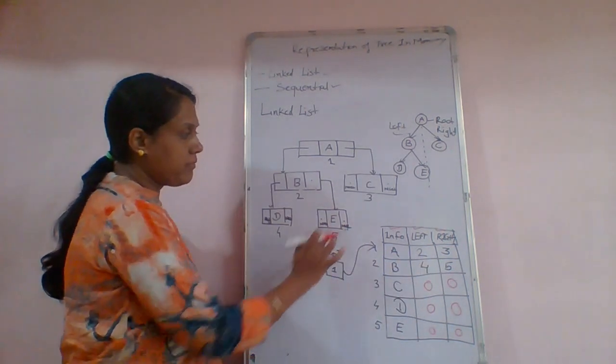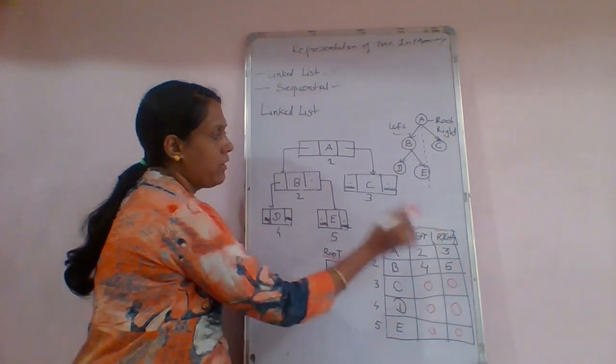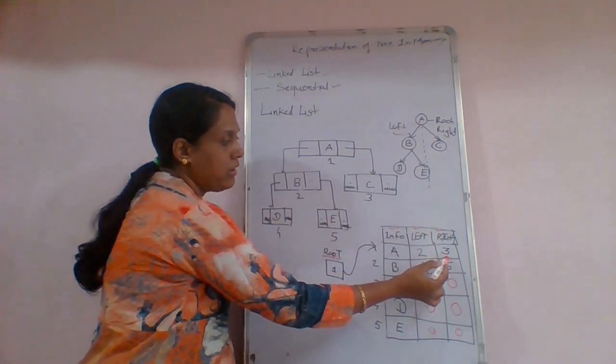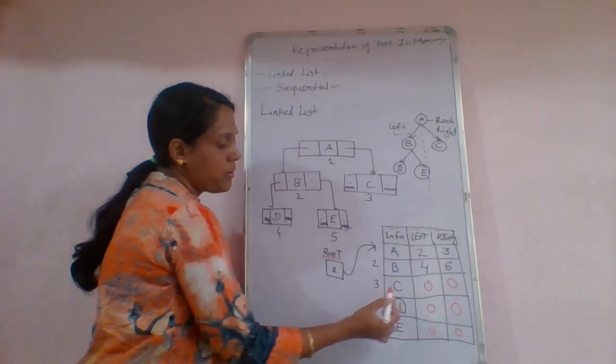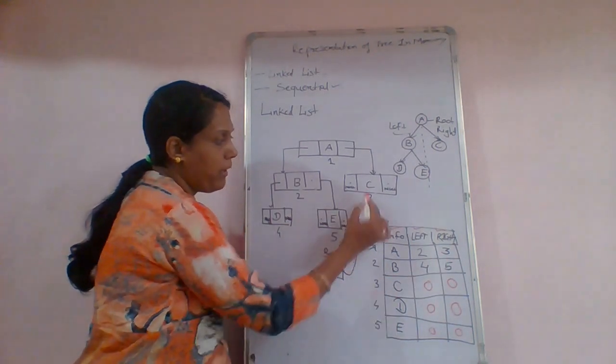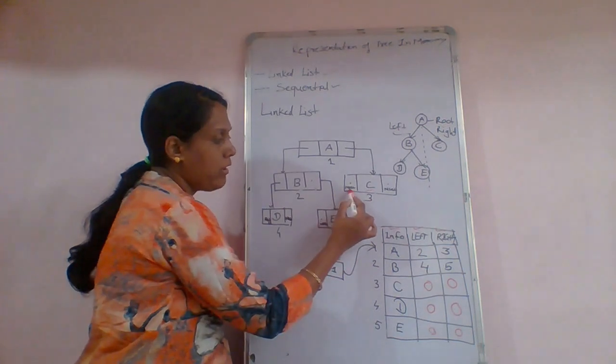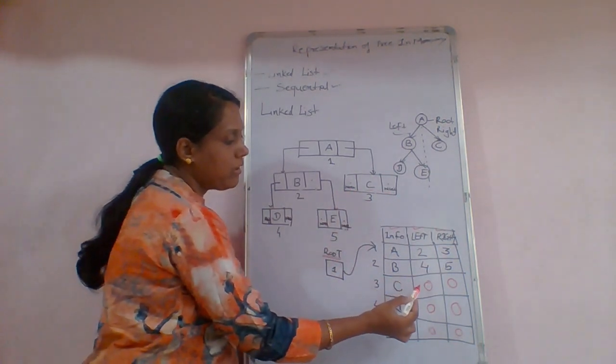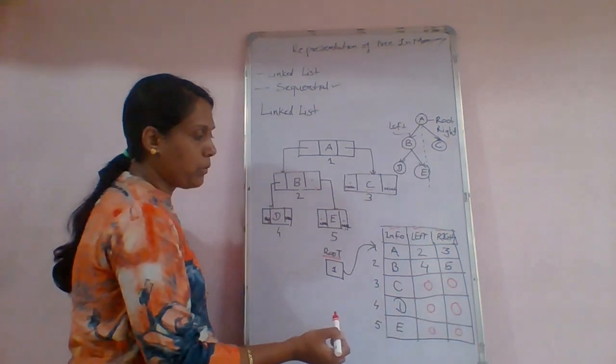Getting? Now we come to the right of the A. In the right of the A, the third node is there. So when we come to the third node, the info part is C. For that, there are no children, so we have written the left and right as 0.